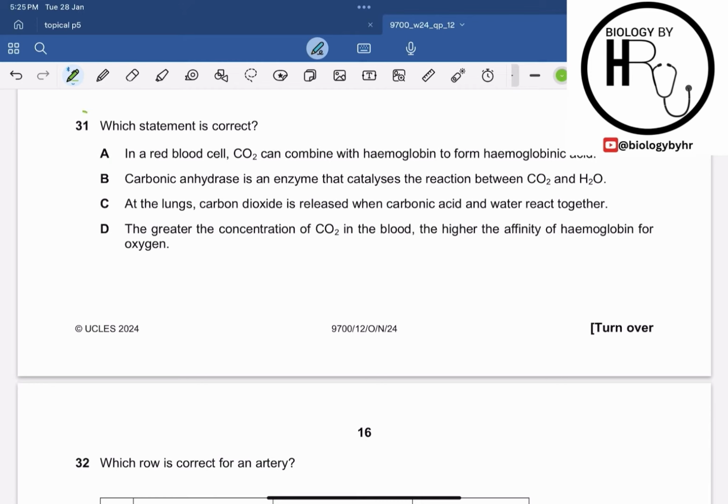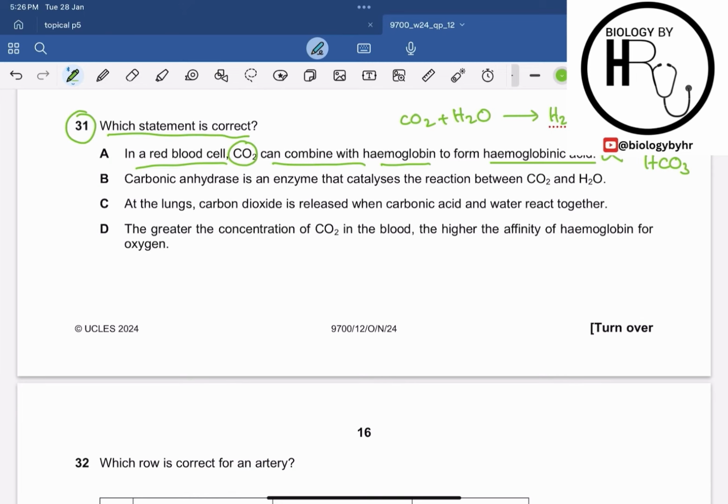Alright, so now let's move on to question 31 over here. It says, which statement is correct. Let's look at the statements one by one and try to figure out the correct answer. In the red blood cells, carbon dioxide can combine with the hemoglobin to form the hemoglobinic acid. No, this is not the correct statement. What happens is that the carbon dioxide reacts with the water to form the carbonic acid, which is H2CO3. This carbonic acid basically breaks into H positive ion and HCO3 negative ion, right? So option A is incorrect.